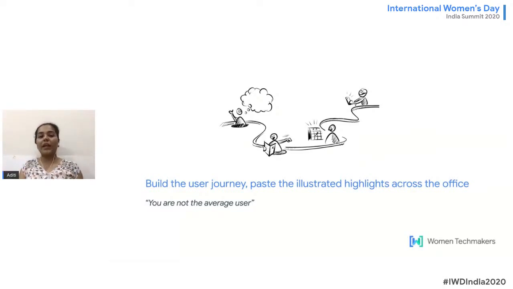So what we do is convert it into a story, and the highlights of the story are converted into illustrations or storyboards, and we stick them everywhere in the office. This brings them on board with the fact that, hey, this is the vision that we all are aspiring for together, and they stop considering themselves as average users, right?